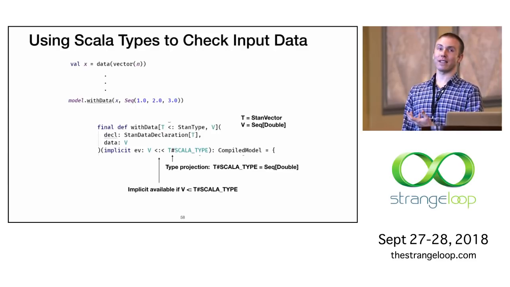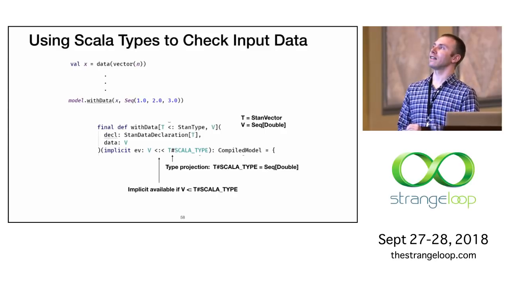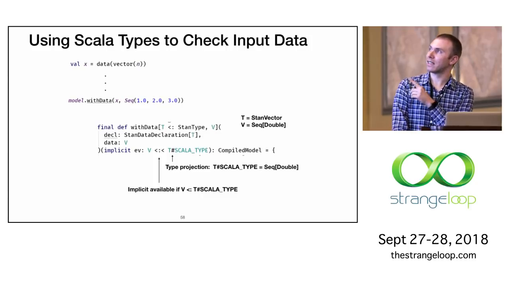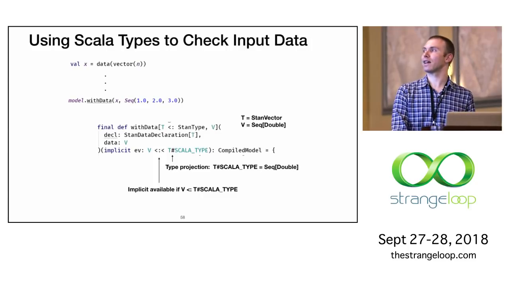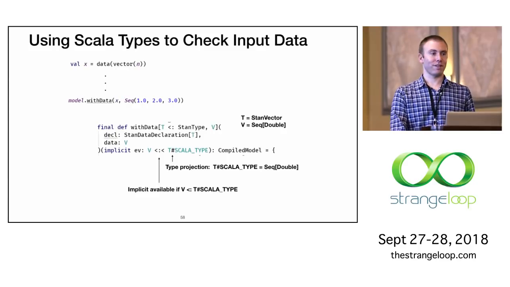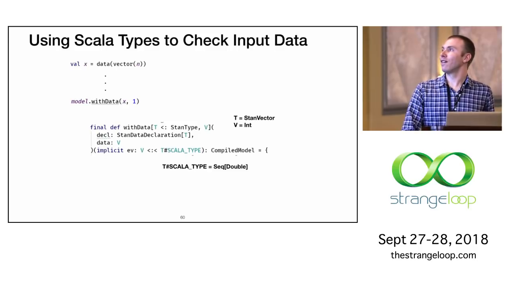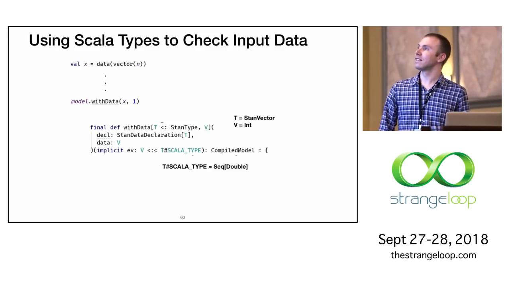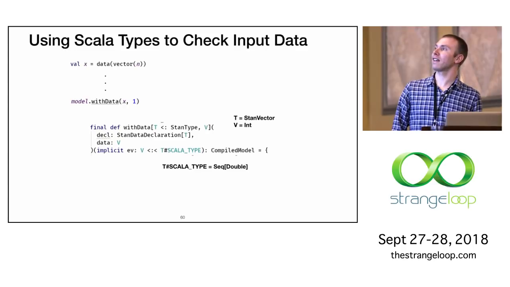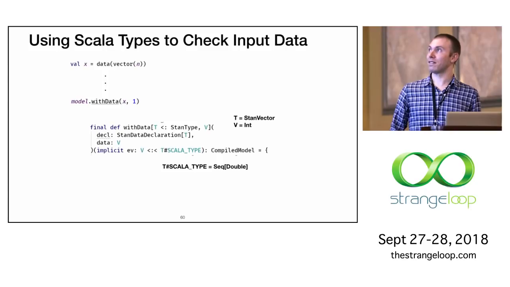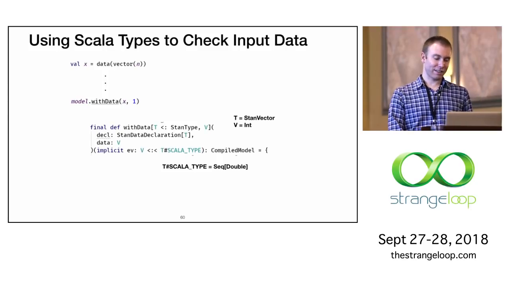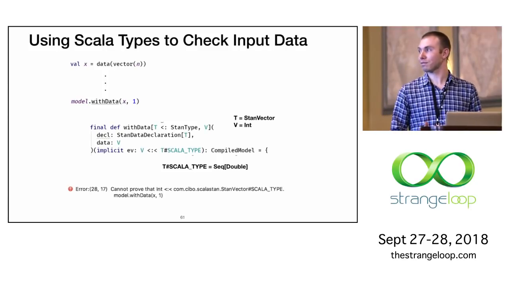This implicit only exists when that is true. So it only exists if v is a subtype of t#ScalaType. In this particular case, we have a Seq of 1, 2, 3, and that is a subtype of t#ScalaType, which is Seq[Double]. So it works. Now, if we try to pass the wrong thing in there, t is StanVector again, and v is an Int. But an Int is not a subclass of Seq[Double], and we get a compile time error.